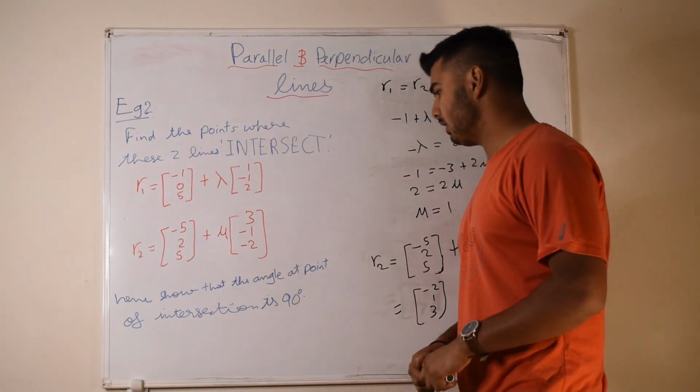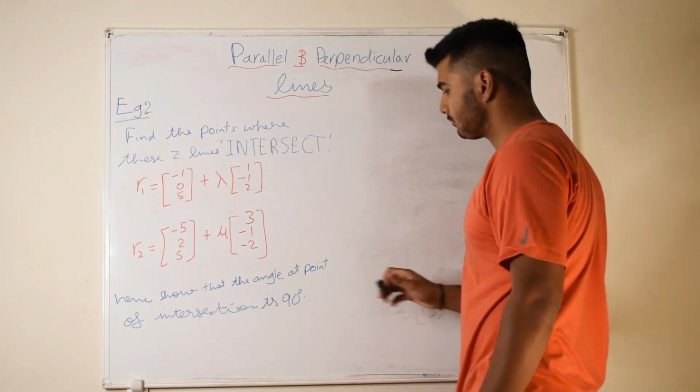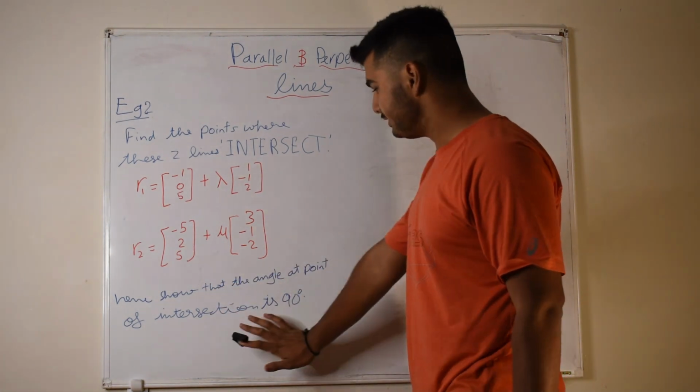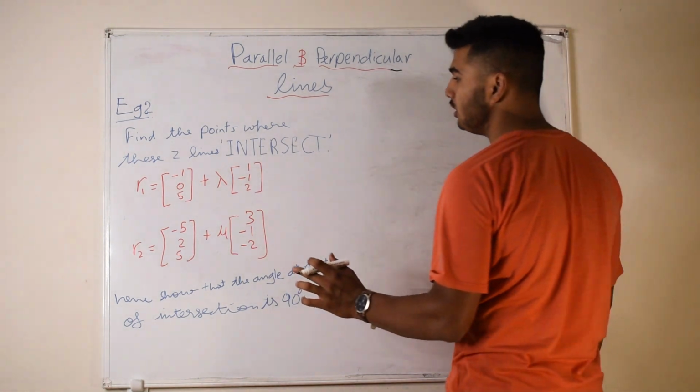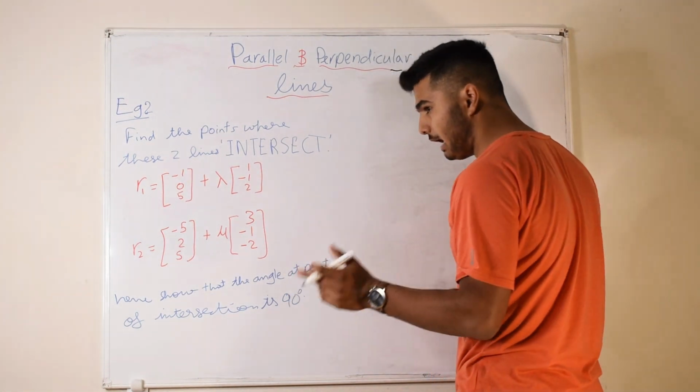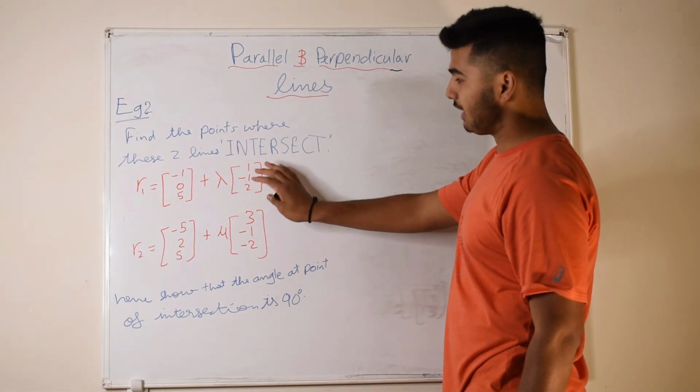Now let's move on to the second part. In order to do the second part, show that the angle at point of intersection is 90 degrees. We found what the point of intersection was. In order to find the angle, we're going to take the dot product of the directional vectors.